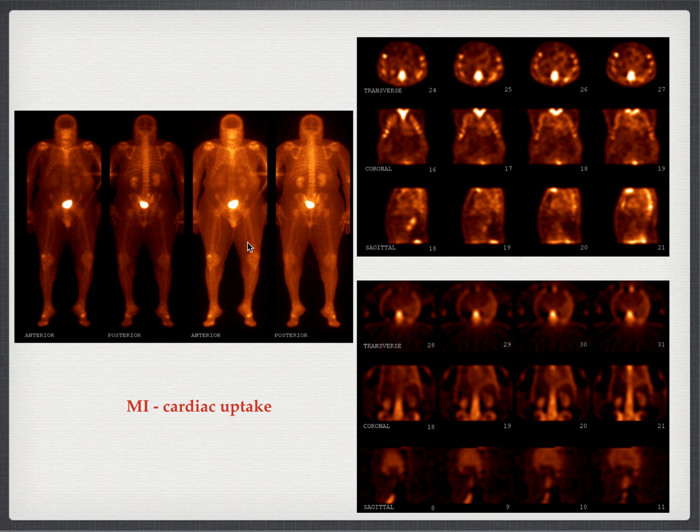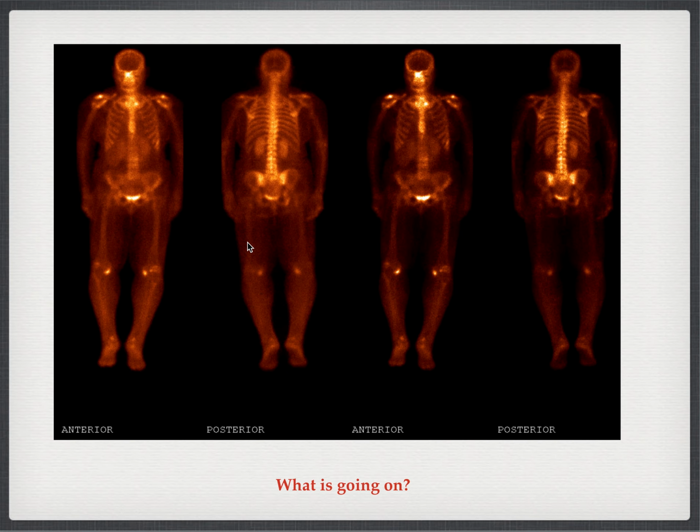The same will be true for strokes. If we do a bone scan after a stroke, we will see tracer deposition in the brain because of calcifications in the area of stroke.